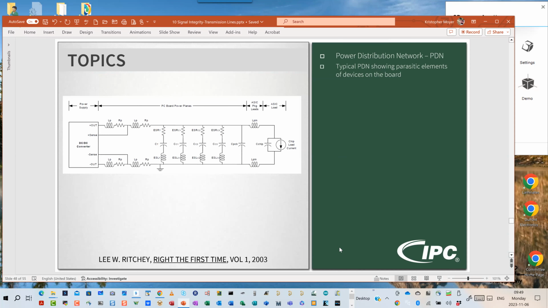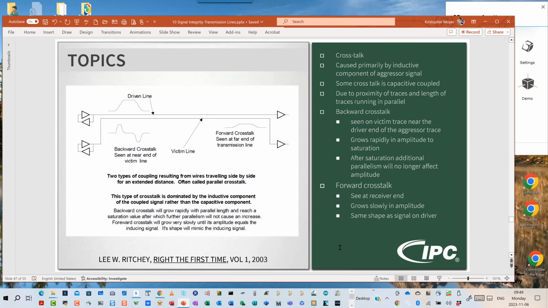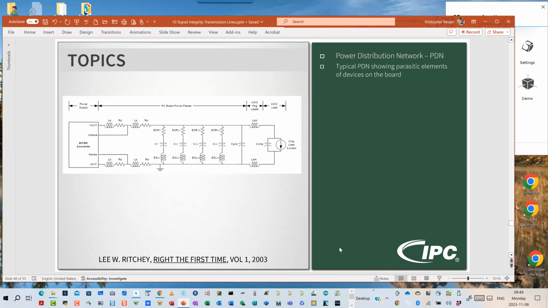All right. Before we get into the PDN, any questions on the crosstalk? Okay. So let's get into the power distribution network here.